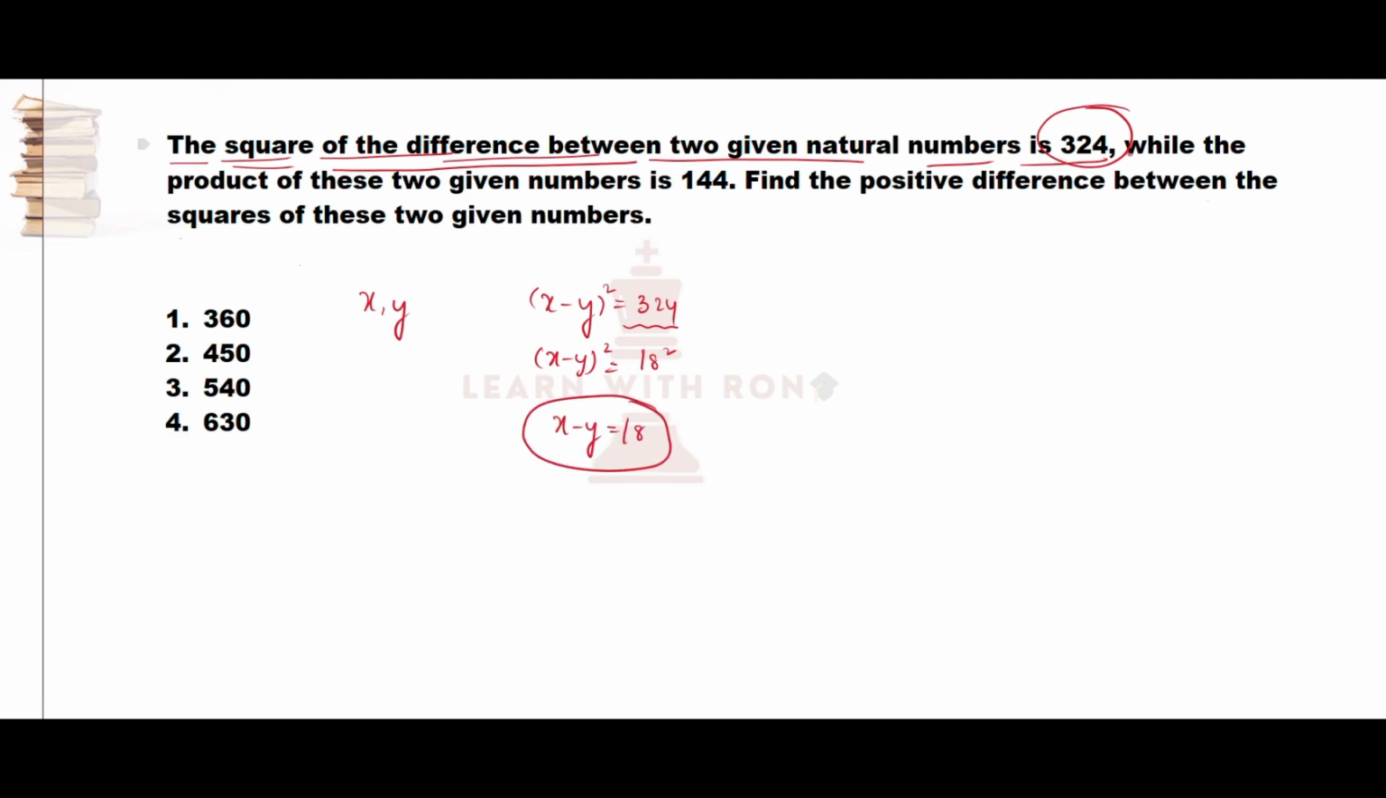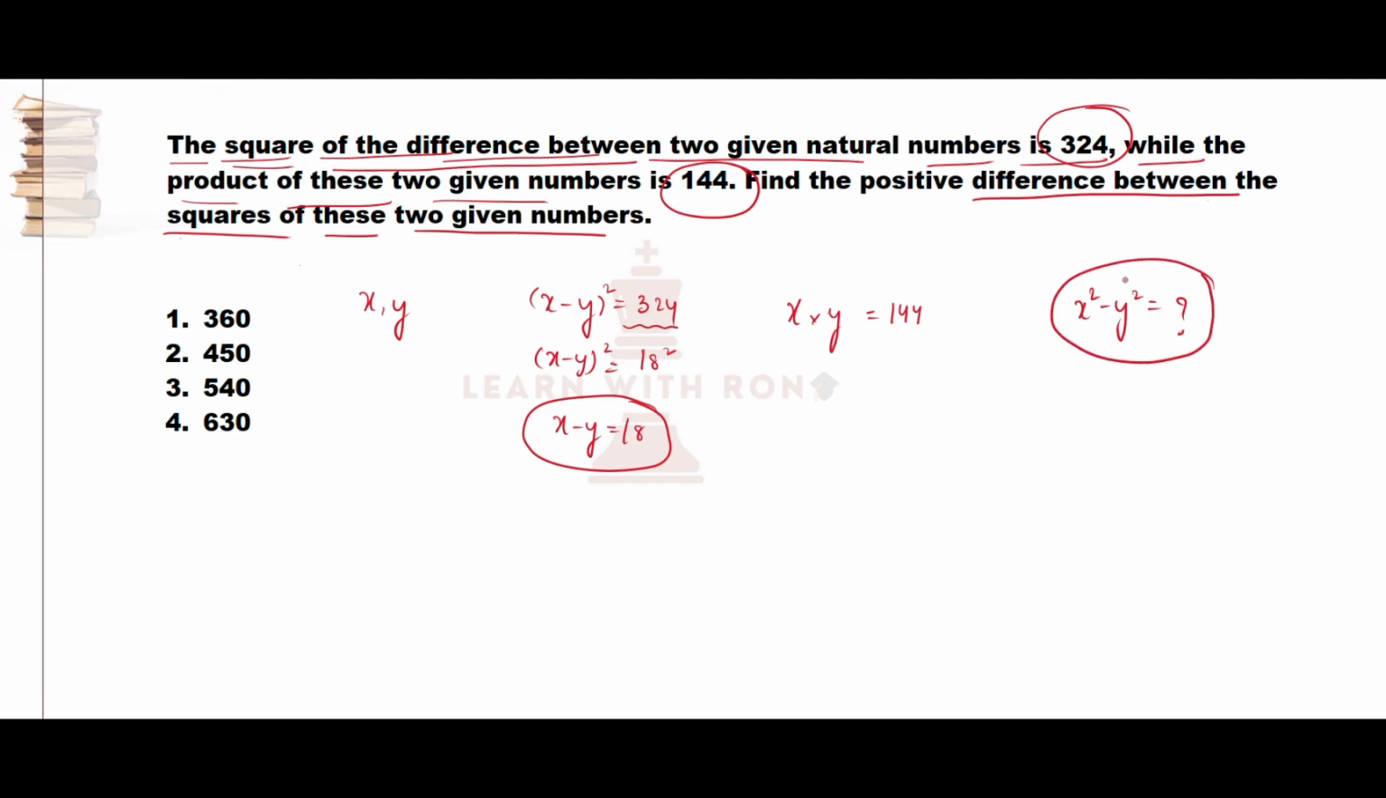See the next part. The product of these two given numbers is 144. They also gave us the product xy value as 144. They asked us to find the difference between the squares of the given numbers. So, they asked us to find the x square minus y square value. We discussed this kind of concept in previous quant videos, right?